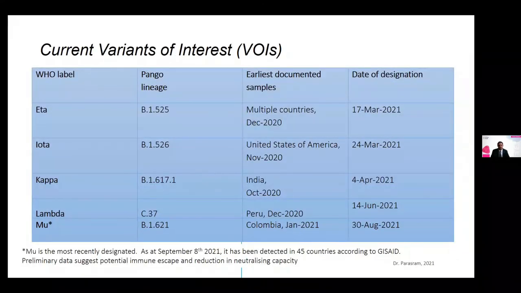Current variants of interest, just for knowledge, the latest one is the Mu variant of interest, which is B.1.621, noted firstly in Colombia in January of 2021. The date of designation, 30th of August 2021, speaks to the date of designation by WHO.